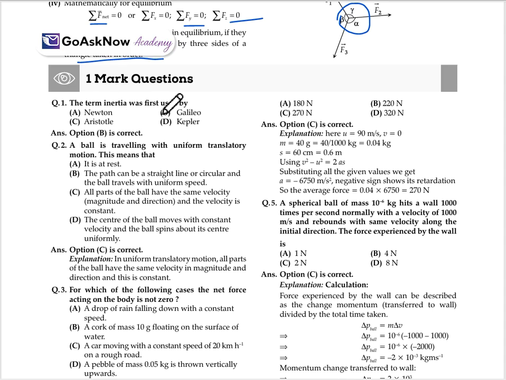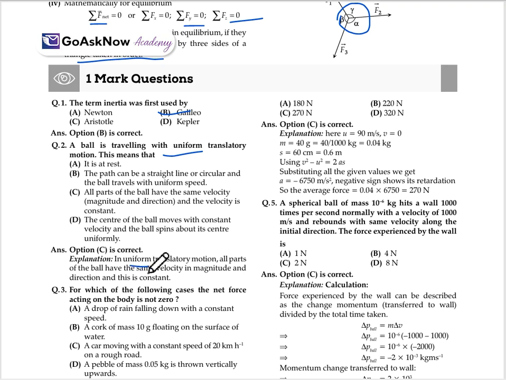The term inertia was first used by Galileo. Okay, Galileo first used this term inertia. A ball is traveling with uniform translatory motion. This means that all the parts of the ball have the same velocity. See, in uniform translatory motion, all the parts of the ball have the same velocity.